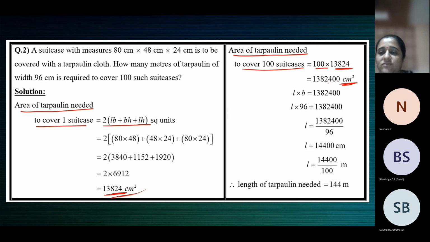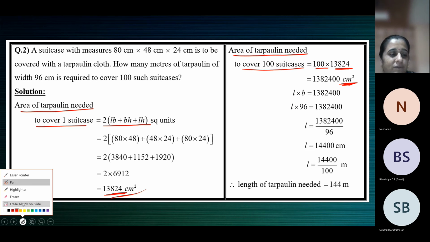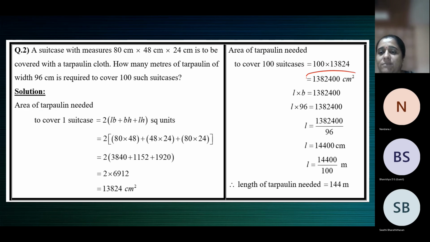But how do you actually find the length? Whatever you get here will be the area of tarpaulin. This is the area of fabric you need to cover all the 100 suitcases. So that means L into B, which is the area of the fabric, should be equal to that.